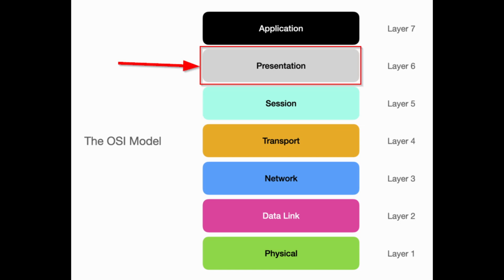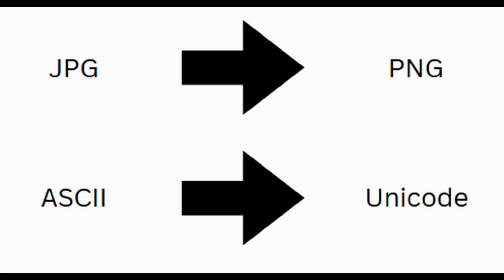Let's move on to layer 6, the presentation layer. This layer acts like a translator or formatter and is responsible for ensuring that data is presented in a format that applications can understand. This layer handles things like data translation. Different applications may use different data formats, and this layer converts data from one format to another to ensure compatibility. For example, it might convert image files from PNG to JPEG, or text from ASCII to Unicode.